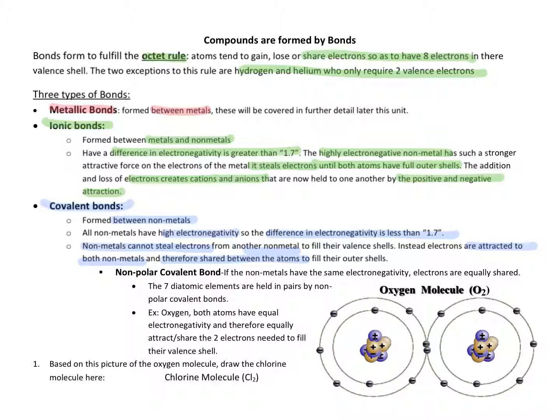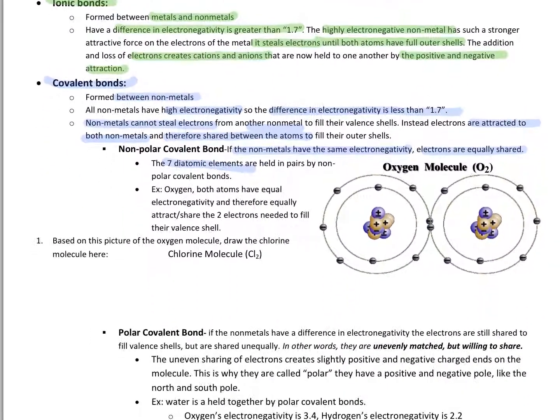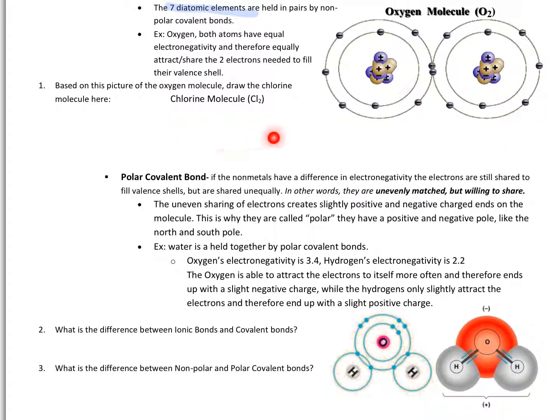So we have a nonpolar bond if the nonmetals have the same electronegativity, so the electrons are equally shared. All 7 of the diatomic elements are nonpolar. Neither one of these oxygens is more capable than the other of attracting these electrons. Because of that, they equally share these electrons, and there isn't a positive and a negative end. Based on the picture of the oxygen molecule, draw the chlorine molecule here. You're going to come back to do that for homework.